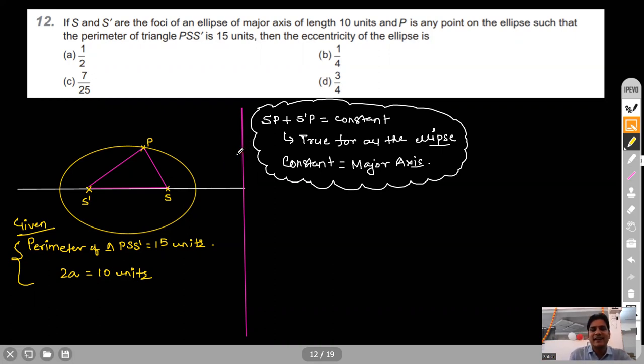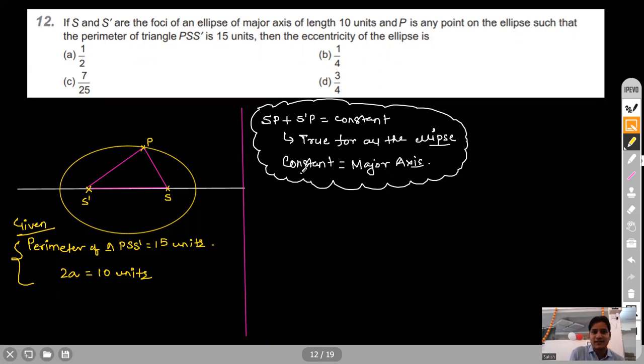So what is an ellipse? An ellipse is the locus of a point P whose sum of distances from two fixed points is equal to a constant. And that constant should be greater than the distance between the two fixed points.